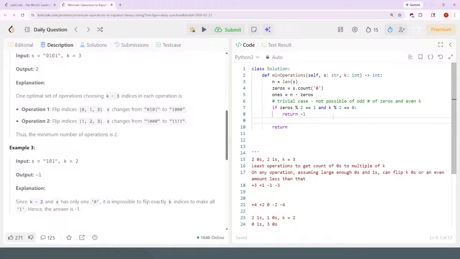Odd number of zeros, odd number for k. Are there other ones that could not work? Like maybe somehow if they're relatively prime or relatively not prime. They're like a multiple of each other. That's a thing.